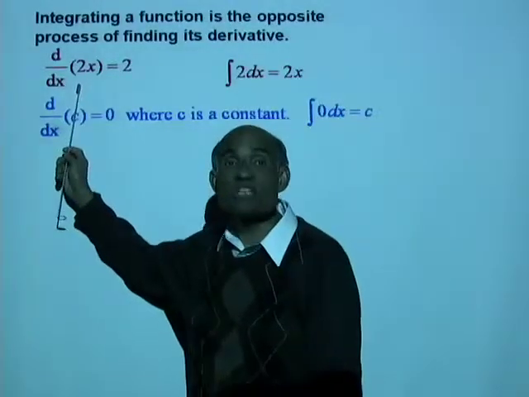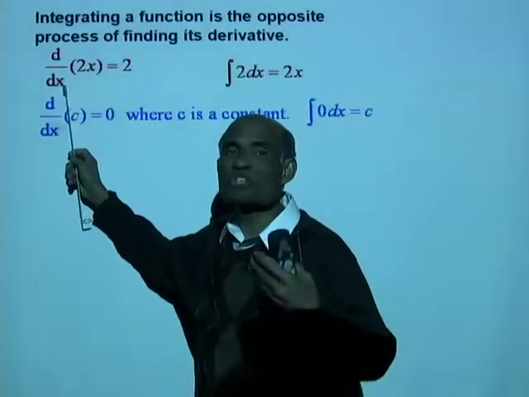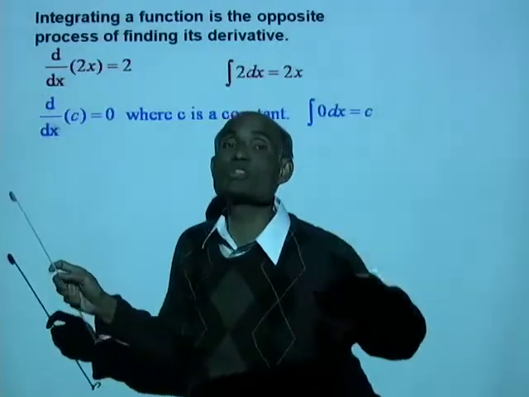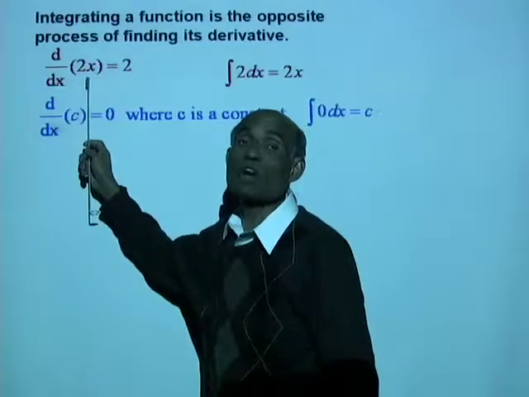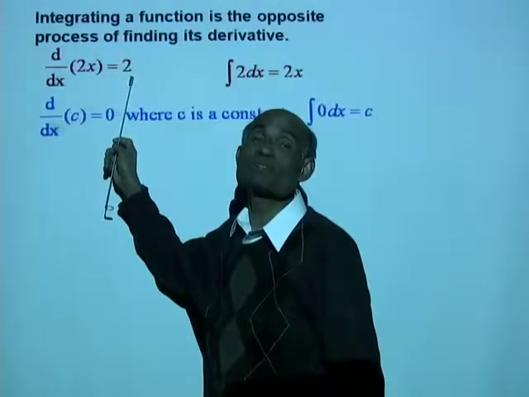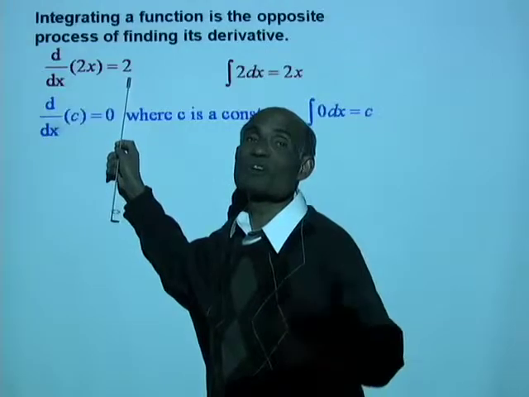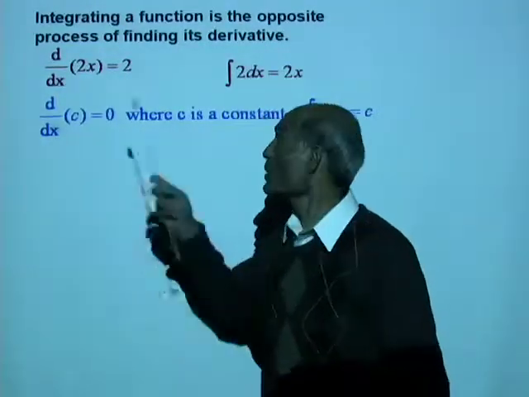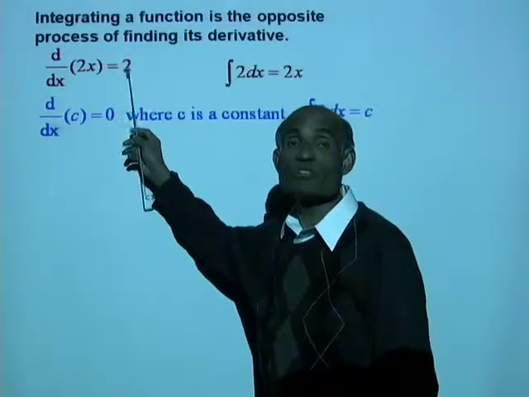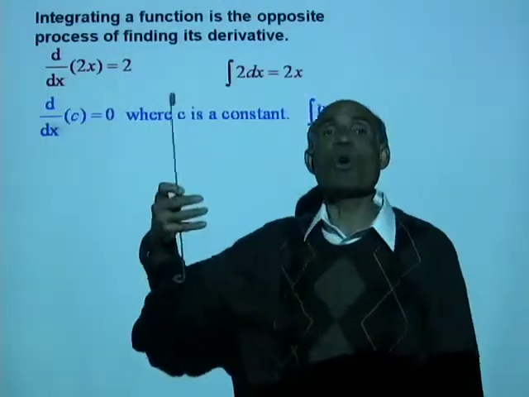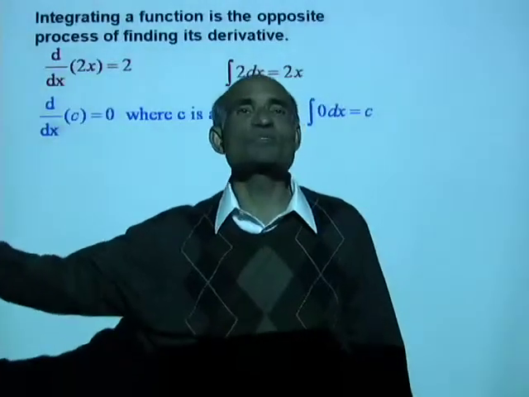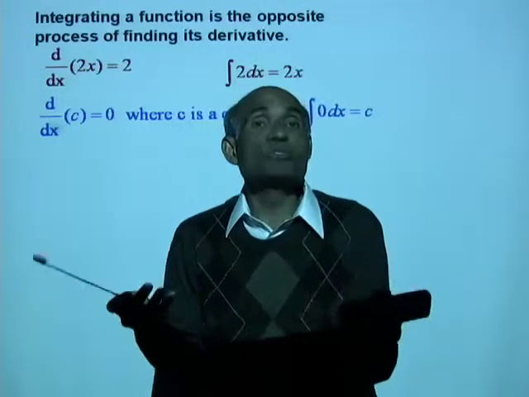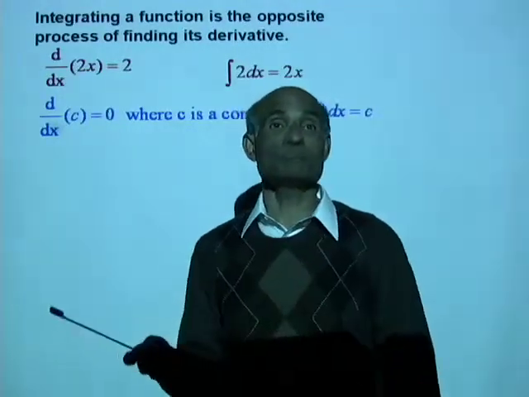Because when you differentiate, you understand the meaning of differentiate? When you found the derivative, that constant became 0. So that constant will not appear in the derivative, because the derivative of a constant is 0. And so, when you integrate a quantity, you will always add a constant to the result. We don't know what the constant is. It may be 2, 0, 1, any number.